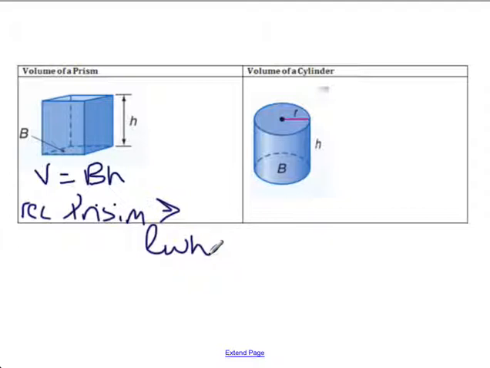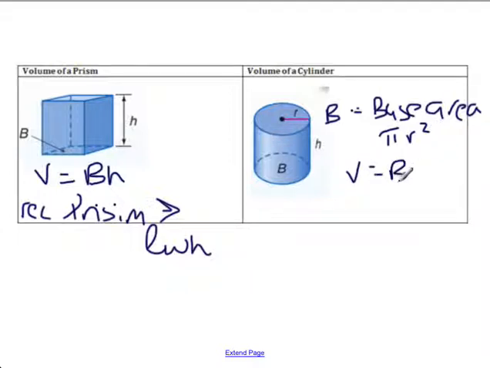Now, to find the volume of a cylinder, it's the same thing, but your base area is different. Remember that capital B always represents base area. Whether it's a prism or a cylinder, the B is going to represent the base area. For a cylinder, the base area is pi r squared, because that's the area of a circle. So the volume is going to be base times height, just like it was for a prism. Specifically for a cylinder, that's pi r squared times the height.